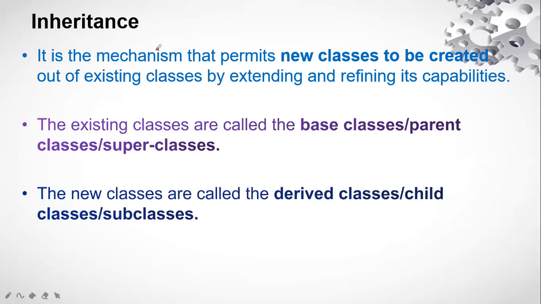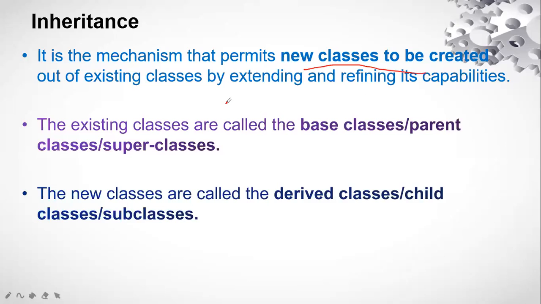Now we are going to understand inheritance, which I have already told you about in the starting lectures of this series on object-oriented programming. Let's see it again with the help of a demo program so that we can understand it and code it very well. It is a mechanism that permits new classes to be created out of existing classes by extending and refining their capabilities.